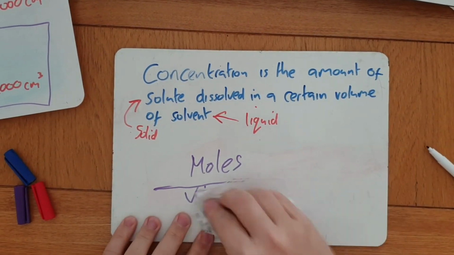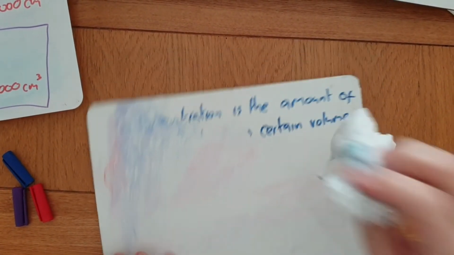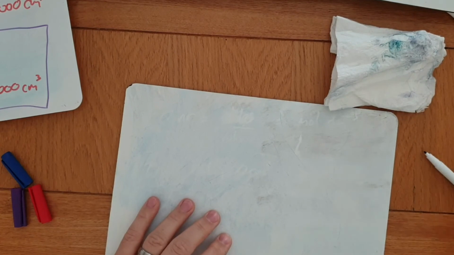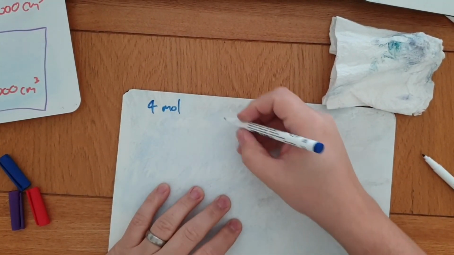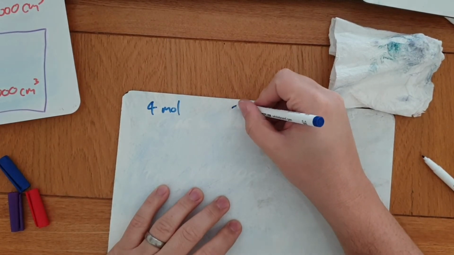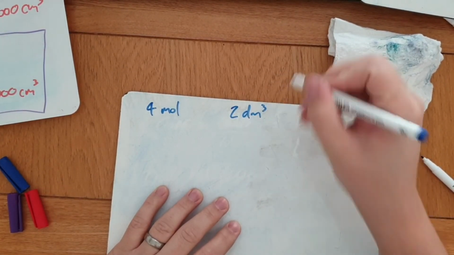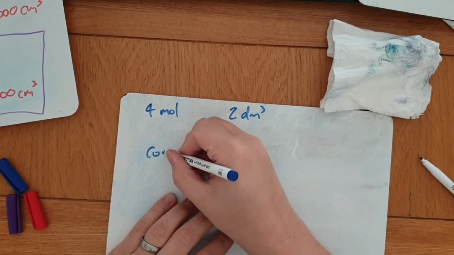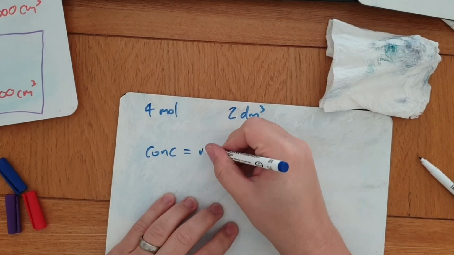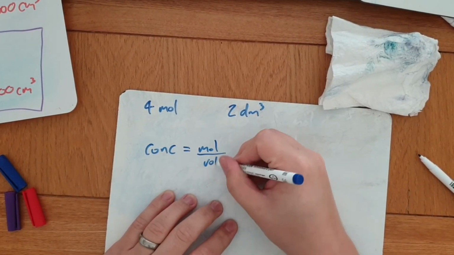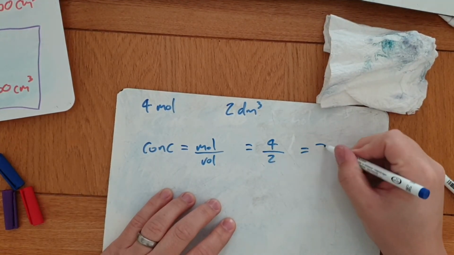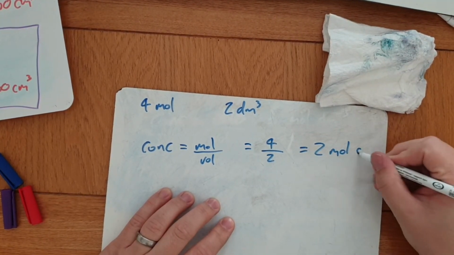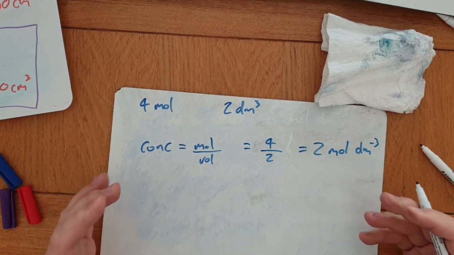So you can get questions where if we had 4 moles of something dissolved in 2 decimeters cubed, what's the concentration? So concentration equals moles divided by volume. So that would be 4 divided by 2, and that would be 2 moles per decimeter cubed.